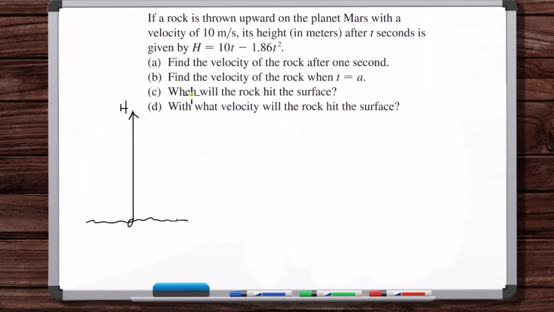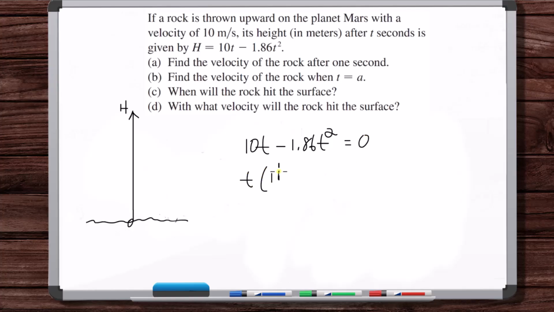Now C, when will the rock hit the surface? So we want to solve for when h equals 0. Now, h equals 0 when t is equal to 0. That's true, but there's going to be another point when h equals 0, right? We want to find this time. They're asking for a time here. So let's just set the function equal to 0 and solve. So 10t minus 1.86t squared is equal to 0.